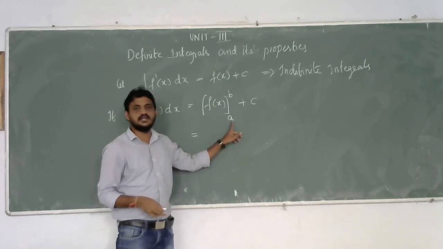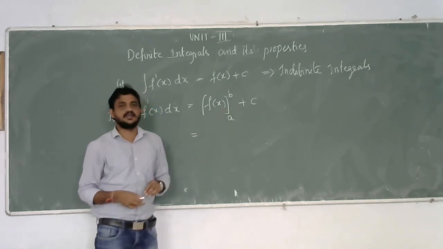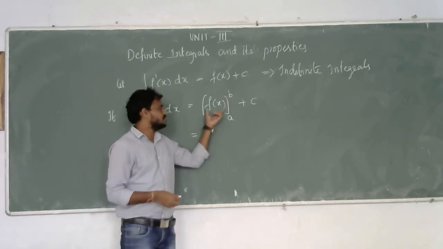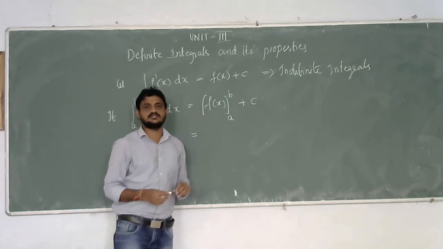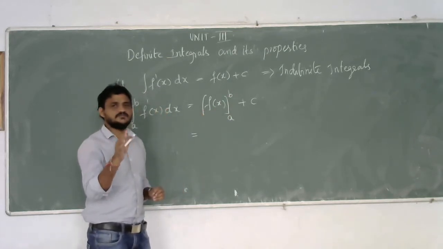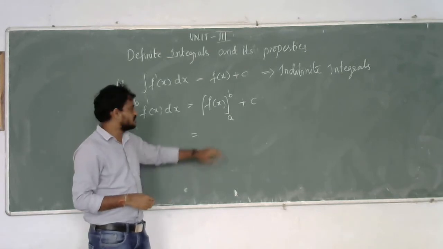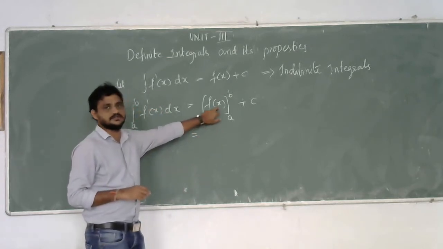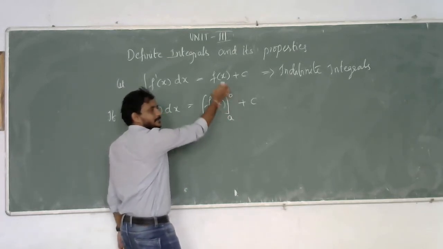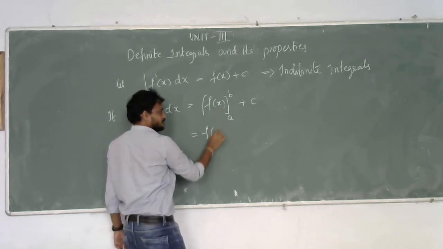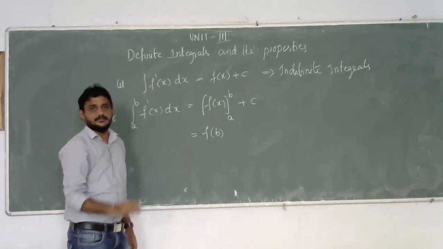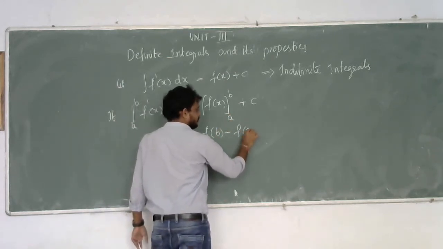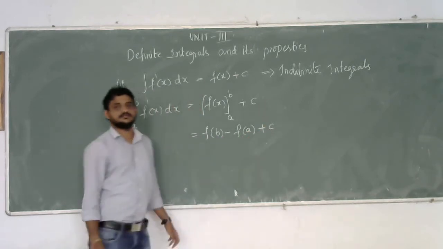This a is called lower limit and this b is called upper limit. For this function f of x, we have to apply these two limits. First we have to apply the upper limit. What is the upper limit here? B, in place of the variable. What is the variable here? X is the variable. So first apply the upper limit, that means f of x becomes f of b, minus the lower limit. What is the lower limit? A. So f of a plus c.